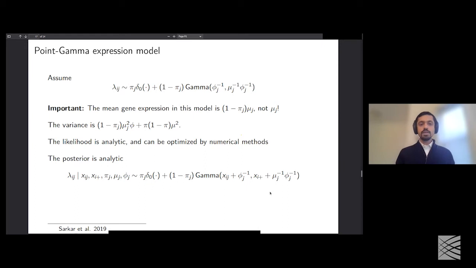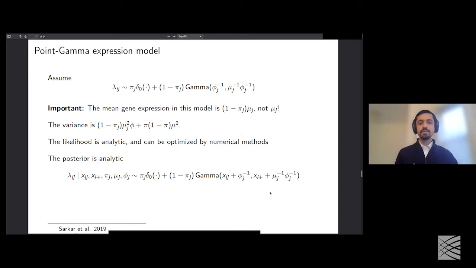However, it matters a great deal where you put this point mass on zero. We go through this in more detail in our paper. But as I mentioned previously, you can't tell from data whether this point mass goes in the measurement model or in the expression model, because the likelihood is equal in either case. So you have to begin from an assumption. And we argue that the correct assumption is that the measurement model is Poisson and a point mass on zero goes in the expression model.